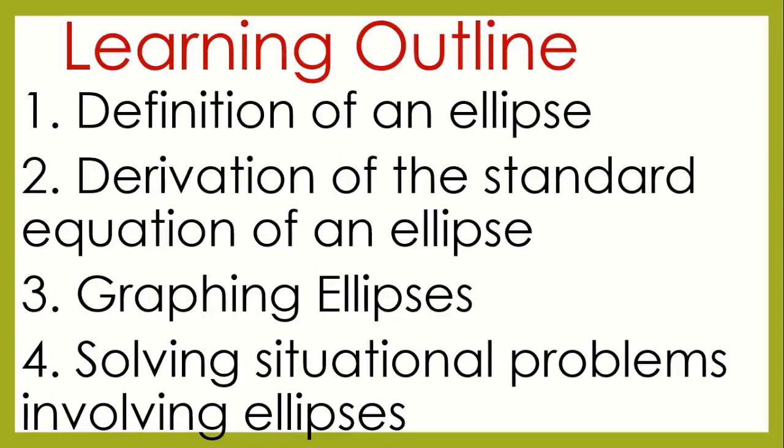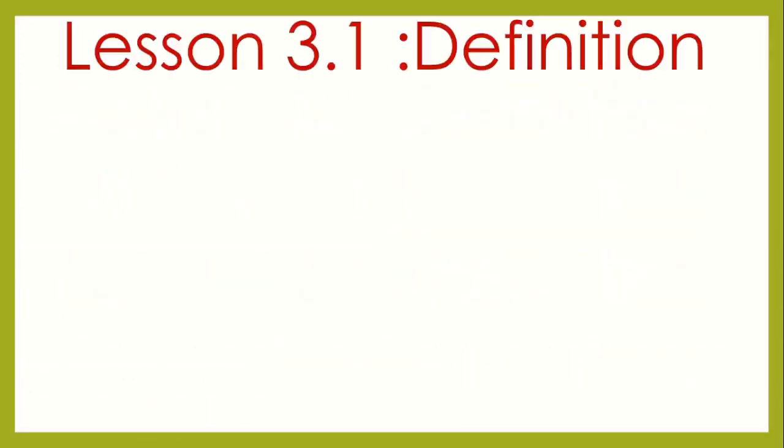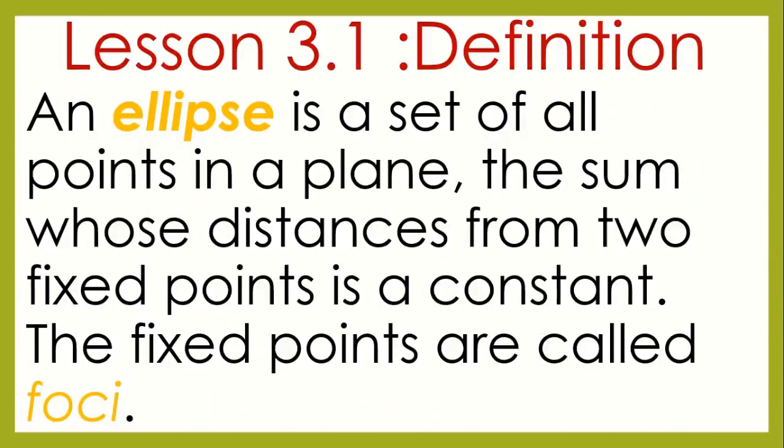We're going to start the lesson from the definition of an ellipse and its different parts. What is an ellipse? It says, an ellipse is a set of all points in a plane, the sum whose distances from two fixed points is a constant. The fixed points are called foci. So, ibig sabihin, any point on an ellipse, if we're going to measure the two distances from these two fixed points called foci, it is constant.